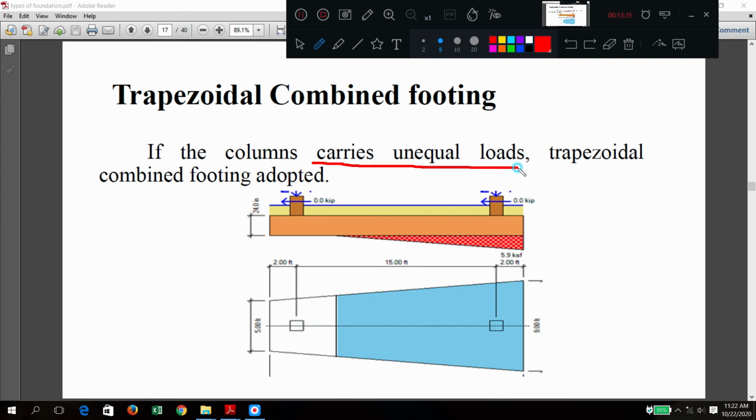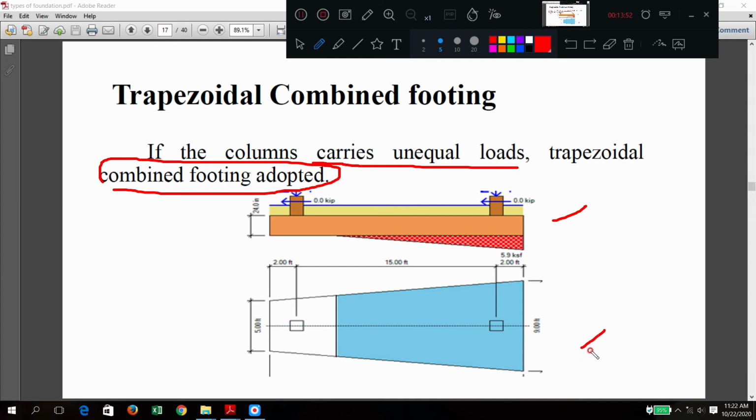Columns carry unequal load, so that is why a combined footing is provided, but the geometry is a little bit changed. It is not a rectangle. Don't see all the distance. This is the front elevation. This is the plan of the footing plus column.